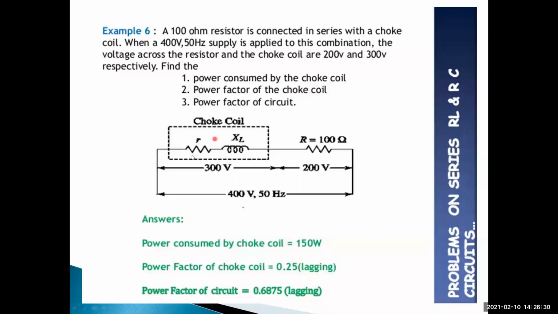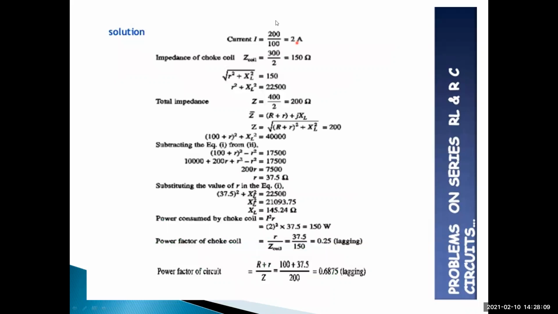The choke coil and resistor are connected in series, so the current flowing through the resistor is the same as the current through the choke coil, which is the supply current. The voltage across the resistor is 200 volts and the resistance is 100 ohms, so the current I is equal to V by R, which is 200 by 100, that is 2 amps.